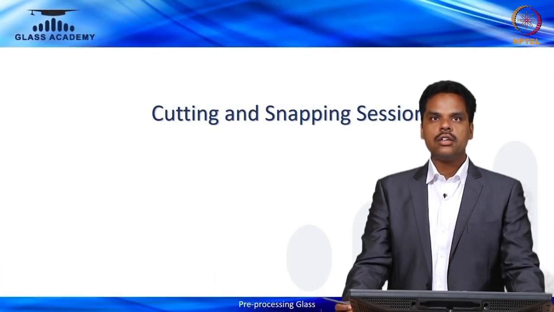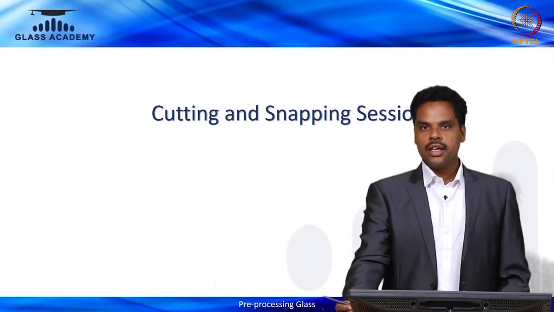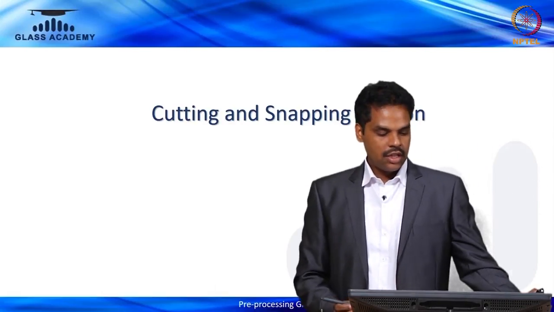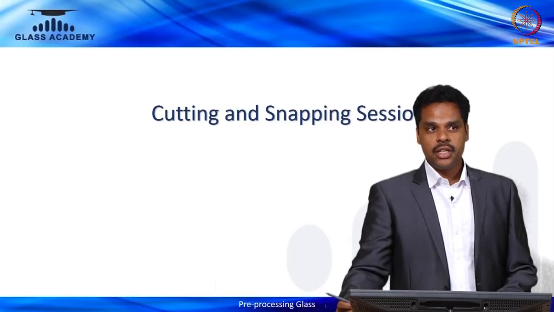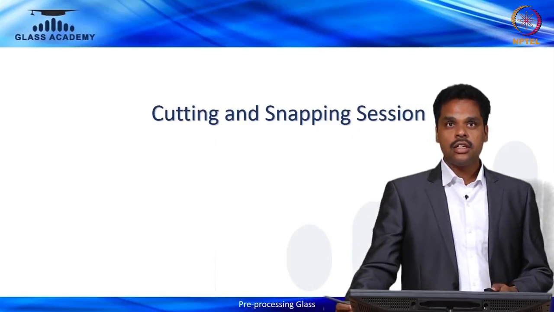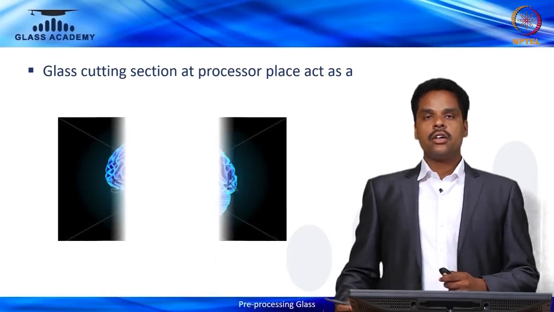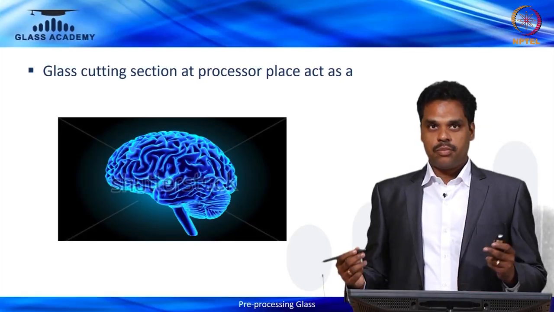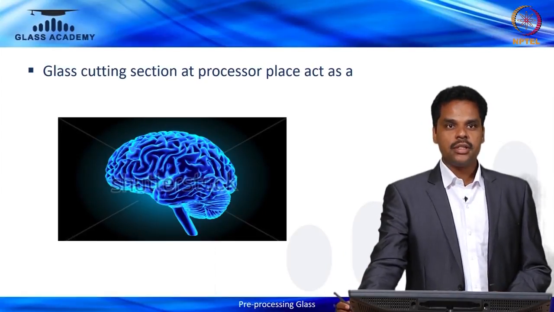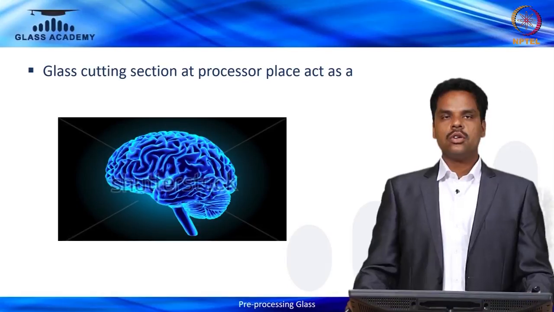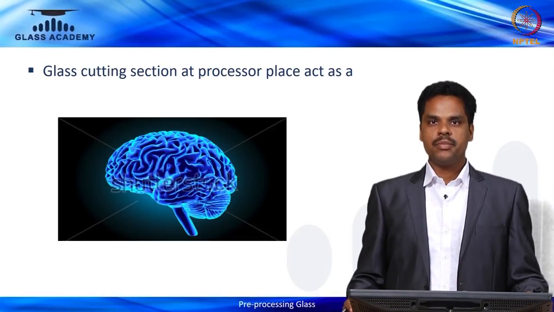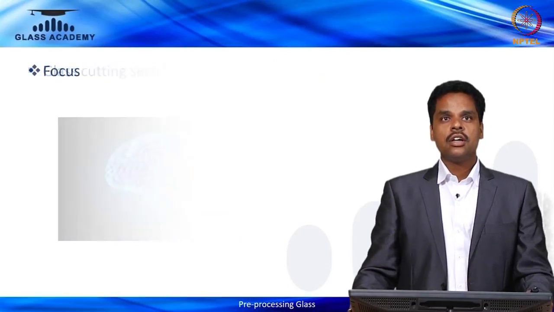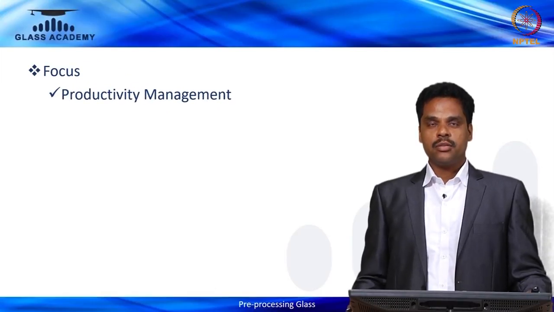Welcome all. Today we are going to discuss the cutting and snapping section at the processor place. The cutting line plays a very important role in the processing place, and it acts as the human brain of the processor place, where the entire system depends upon this section only.